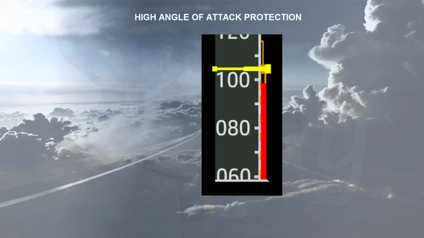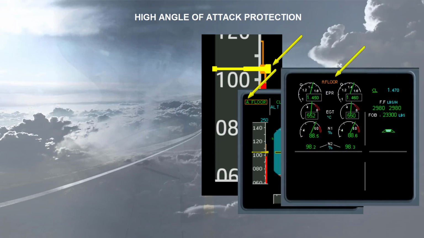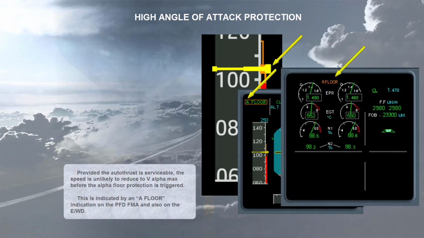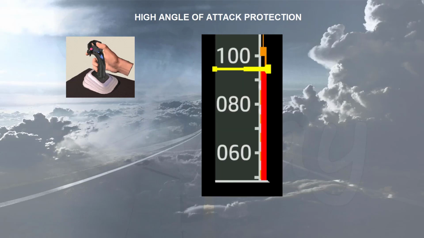Provided the autothrust is serviceable, the speed is unlikely to reduce to V alpha max before the alpha floor protection is triggered. This is indicated by an alpha floor indication on the PFD FMA and also on the engine warning display. If the pilots override V alpha protection using the side stick, the speed can reduce to V alpha max.